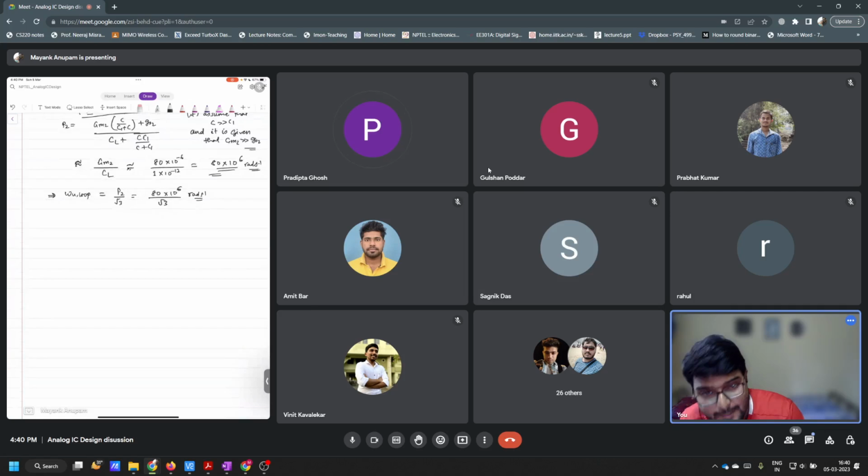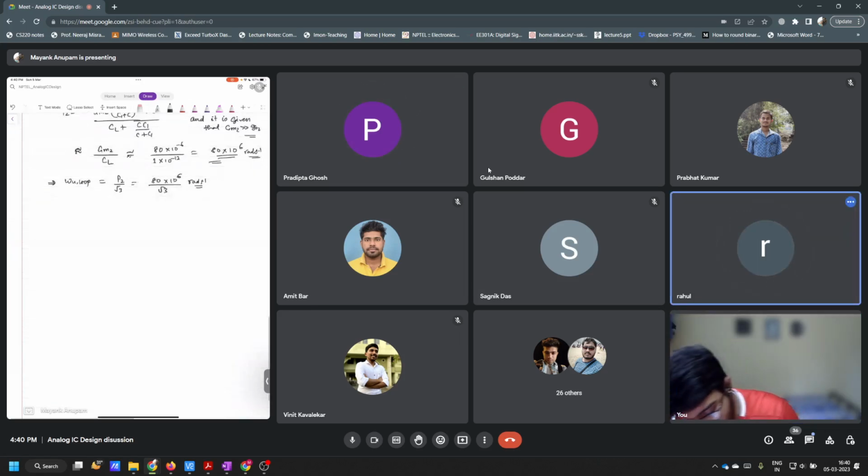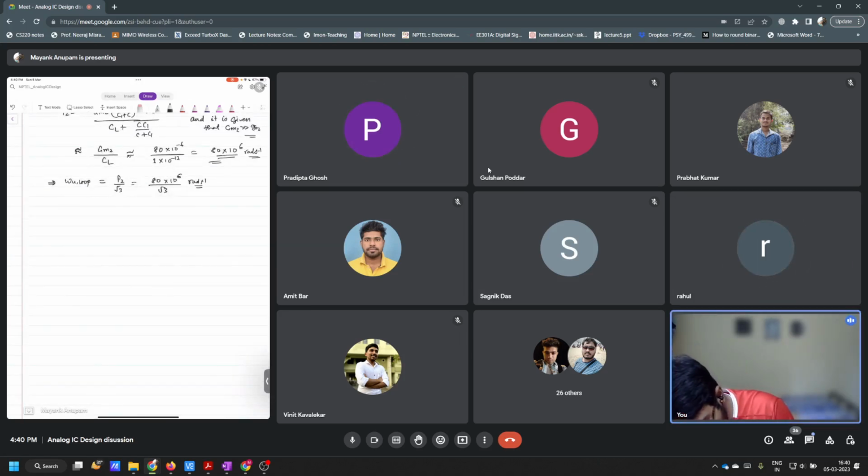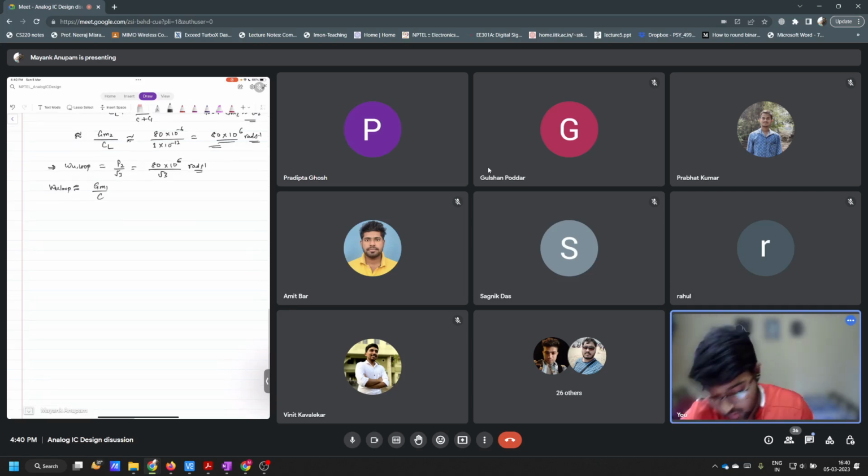And what is omega u loop in terms of the parameters? Approximately GM1 by C. So from these two, you can calculate C, right? C is equal to GM1 by omega u loop.